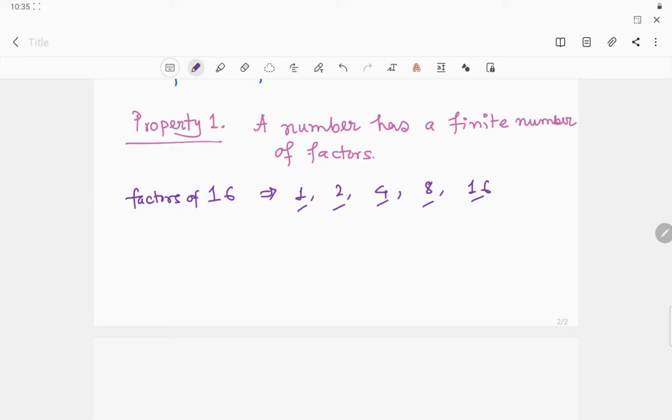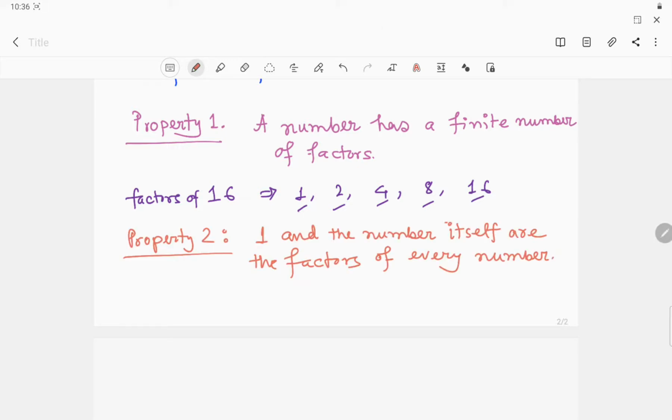Now if I ask you, what is the main difference between multiples and factors? Multiples of any given number will be infinite, but factors will be finite, right?